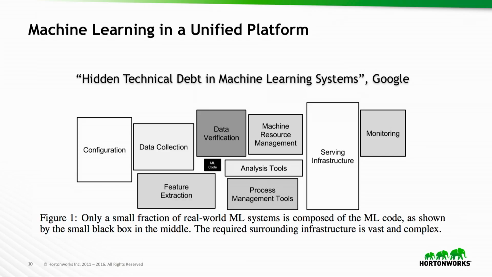And we need to do the data verification and machine resource management. This part is what Yarn will do. And also the process management tools, Yarn and OS and Docker container, for example, will handle this. And serving infrastructure: once the model is saved, we need to serve it as a service. Basically, you can post some REST request to the serving service and get the result. Also, we need monitoring to see how the training is going and the state of the cluster.